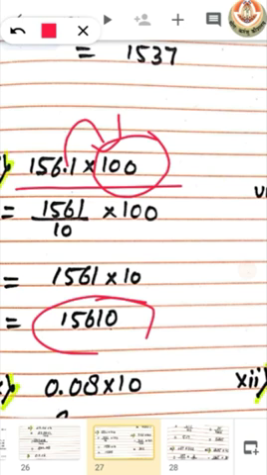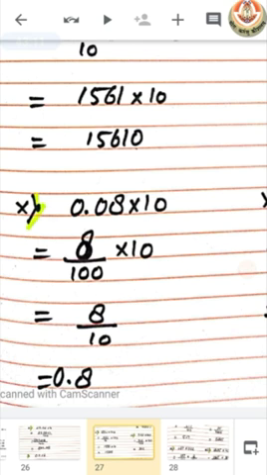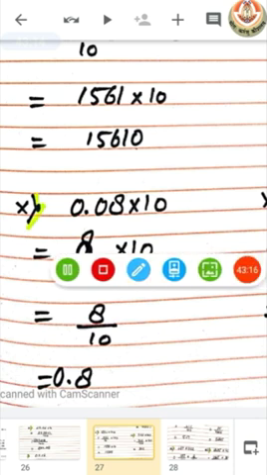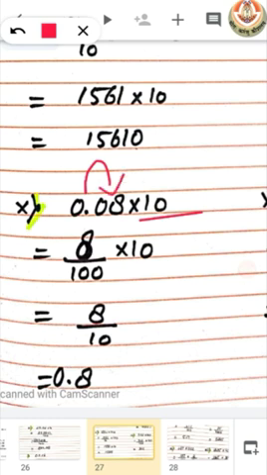15610. You can see in other examples also. Here we have only 1 zero with 1, so the decimal will shift only one digit. So here we have 0.08, so the decimal will shift only one digit towards the right side, so we have the answer 0.8.